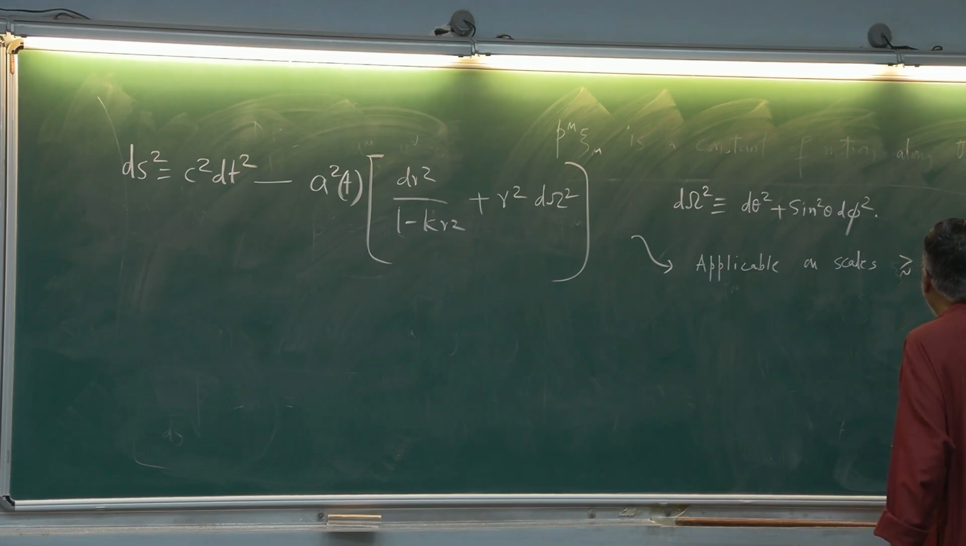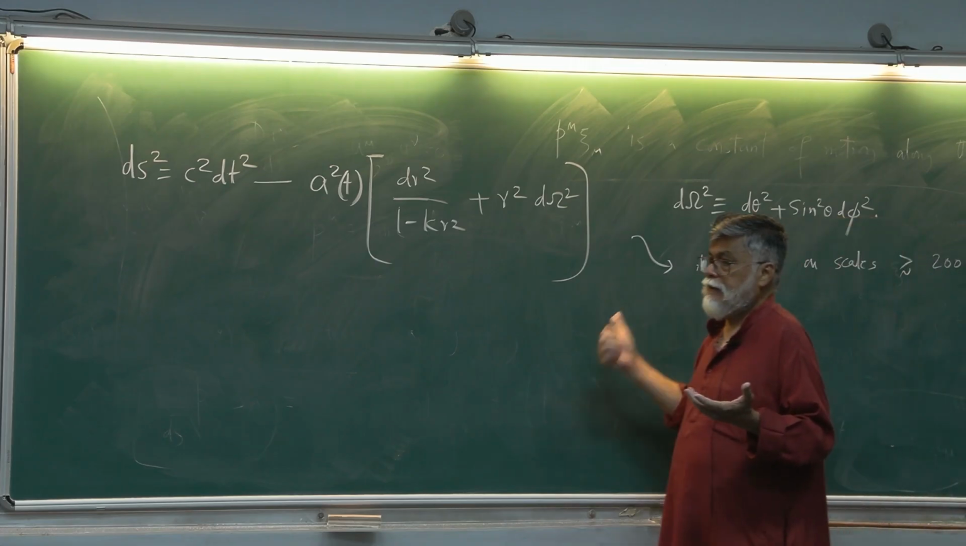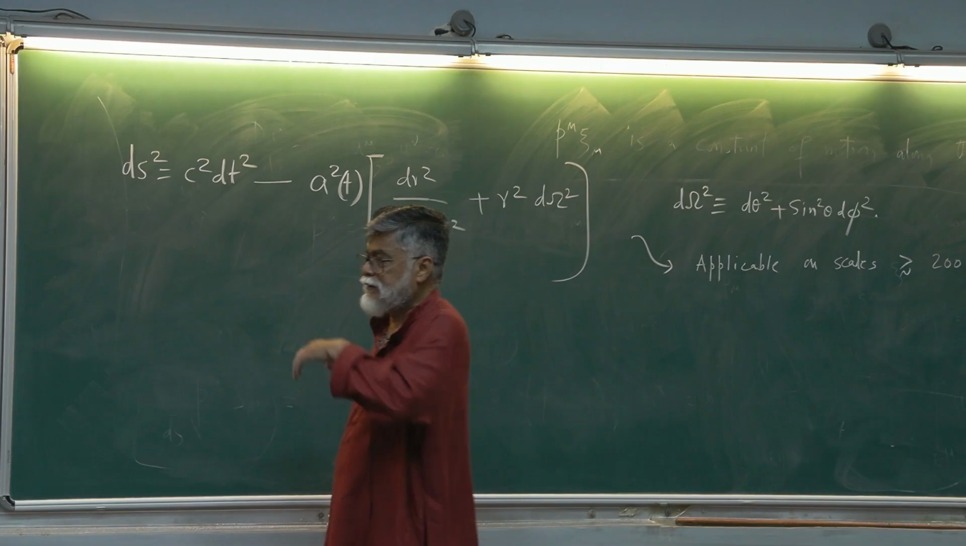Remember, now we are doing cosmology, so we have to get our distance scales correct. What is 1 parsec? It is about 3.26 light years. In the 3G CGS system, it is this. 1 kiloparsec is 10 to the power 3 parsec. 1 megaparsec is 10 to the power 6 parsec. Okay. So only on scales more than 200 megaparsec, the universe appears homogeneous and isotropic.